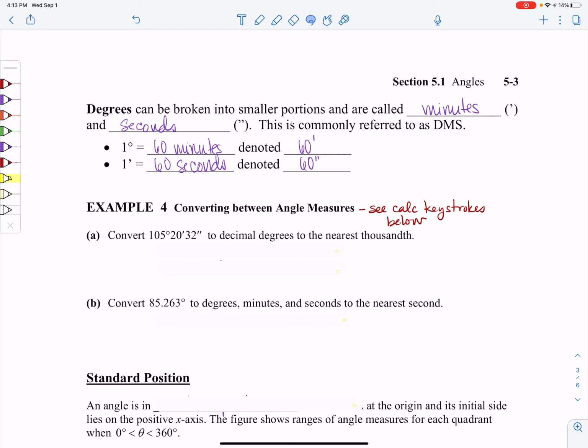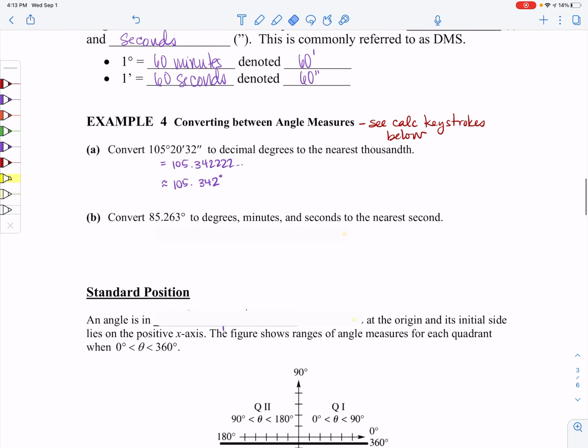So 105 degrees, 20 minutes, and 32 seconds converted to decimal degrees. First thing, before I even plug anything into a calculator, I know it's going to be 105 point something degrees because I have 105 whole degrees plus a little bit more. So the answer here is going to be 105.342 repeating, but my directions said to round to the nearest thousandth. So this is going to be 105.342 degrees.